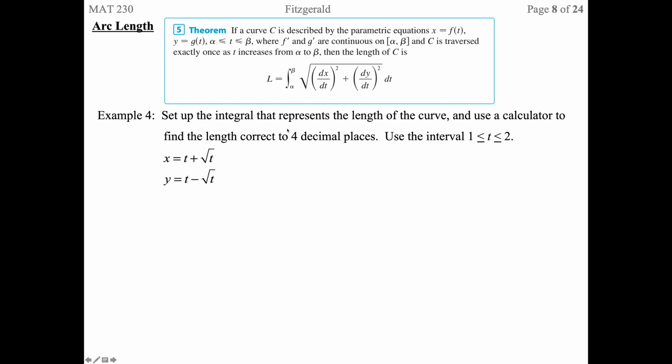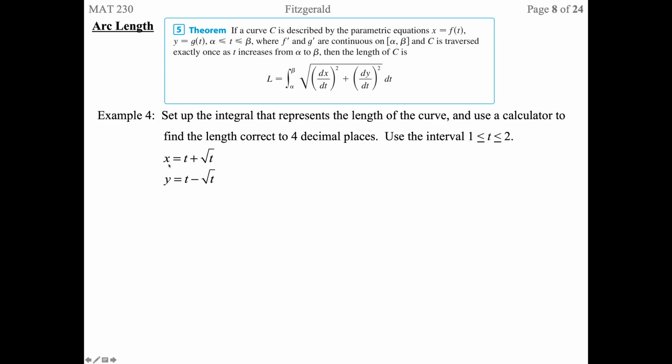So set up the integral that represents the length of the curve, use a calculator to find the length, correct to 4 decimal places. And I can understand why, because it's tough to integrate with these square roots here. Unless you can find something on the table, we'll probably go right to the calculator. So there's our lower bound or upper bound.